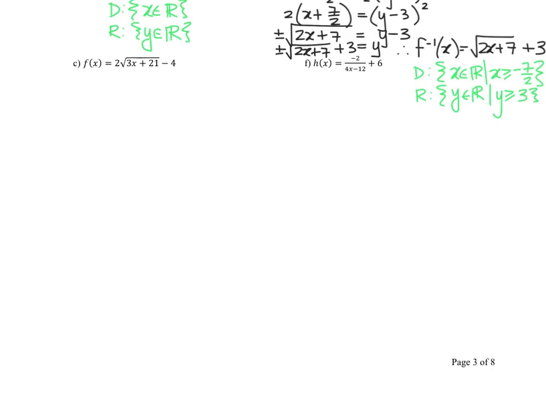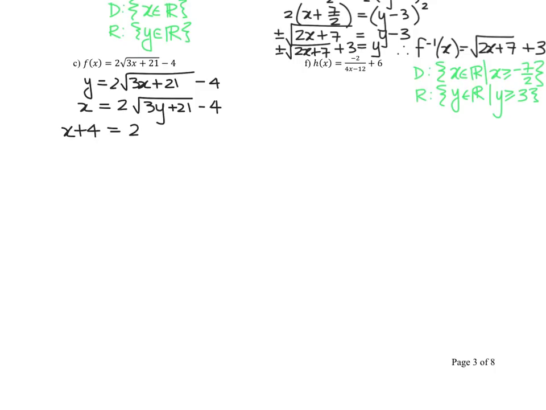In my next example, I'm starting off with a root function. So I'm going to just work on y equals 2 root (3x plus 21) minus 4. I'm going to work on getting the inverse. So I'm going to switch x and y. And then I'm going to work on opposite operations in reverse order. So I'm going to add 4 to both sides. Then I'm going to divide both sides by 2.